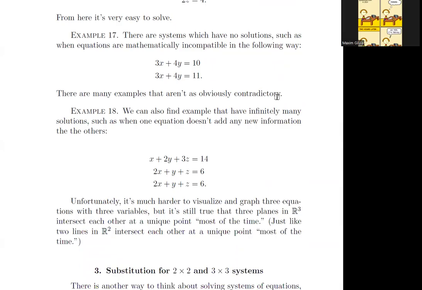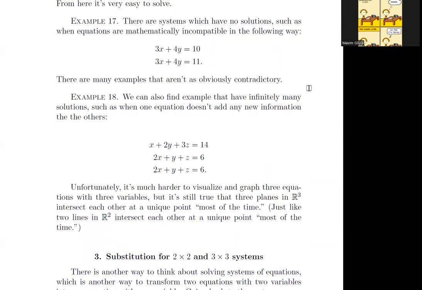So here's another example. There are systems which have no solutions, such as when equations are incompatible, like they contradict each other. You can't have 3x plus 4y is 10 and 3x plus 4y is 11. That doesn't make sense. And if you try to do the above method by eliminating variables, you are going to get something that won't work. So you could try it yourself and see what happens.